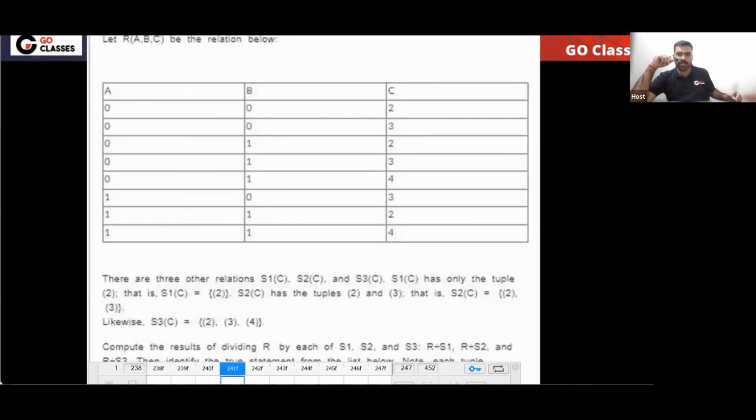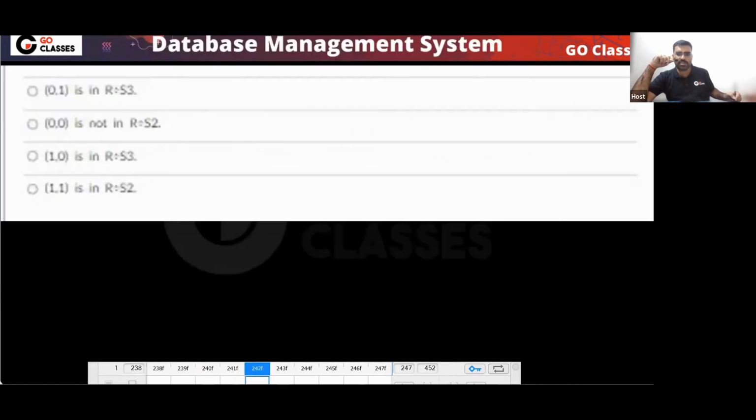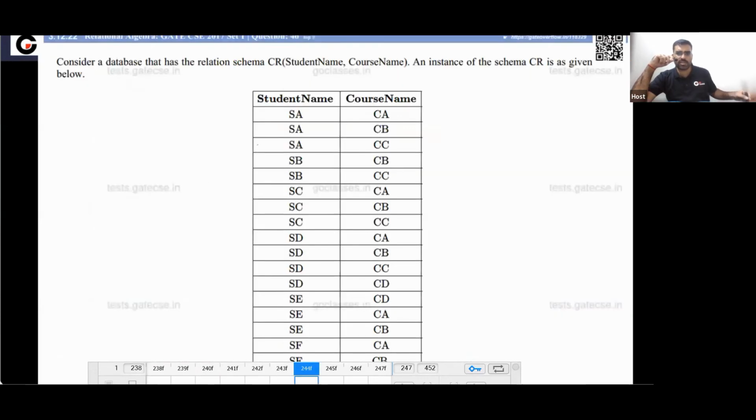Can you solve this question? Can I give this question as homework? Very simple. Your homework number 1 for today. This is a 2-page question. You can check, these are the options, and this is the question. You can read it and check it.